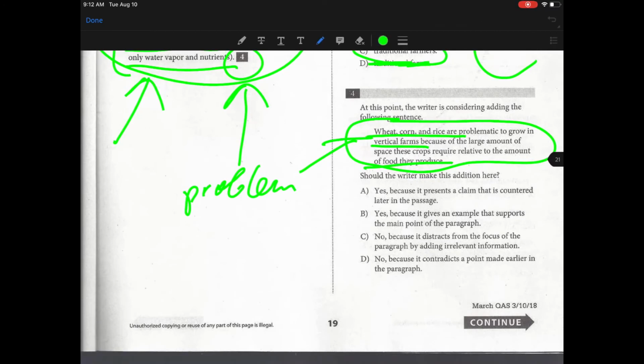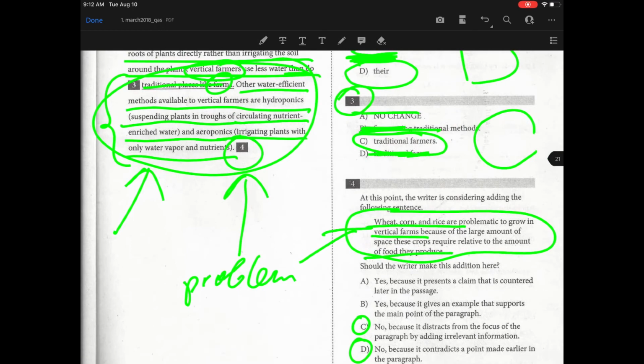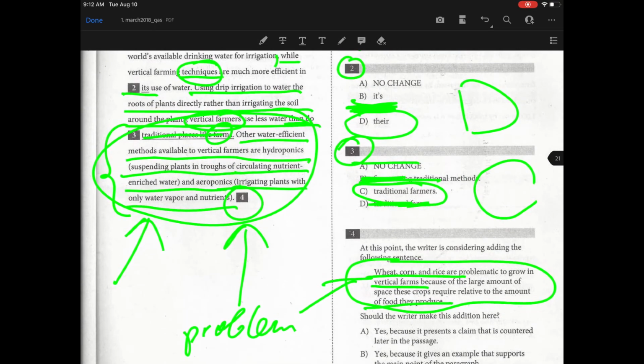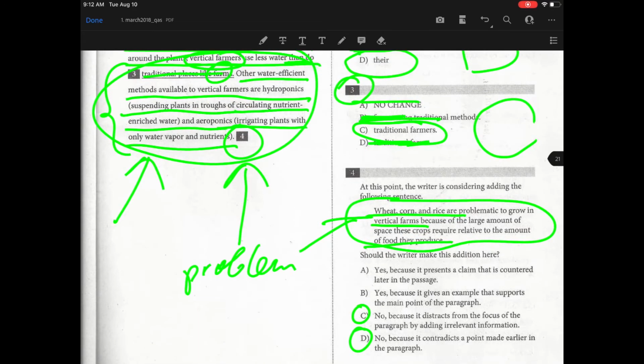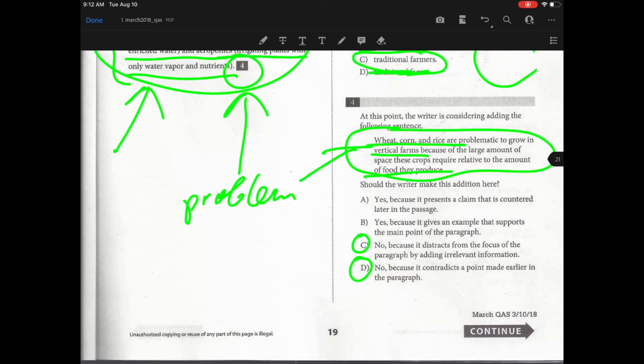But I have two options, no and no. So no, because it distracts from the focus of the paragraph by adding irrelevant information, and no, because it contradicts a point made earlier in the paragraph. Now, does it really contradict anything? Wheat, corn, and rice are problematic to grow? No. Whatever information is here is simply tucked in there without any relevance, absolutely. So I think in this case, my option is C. So I'm answering this question with my option C.